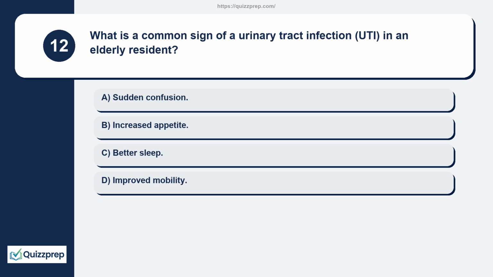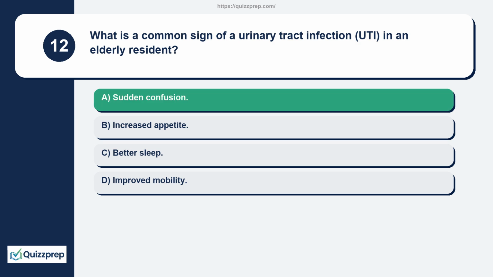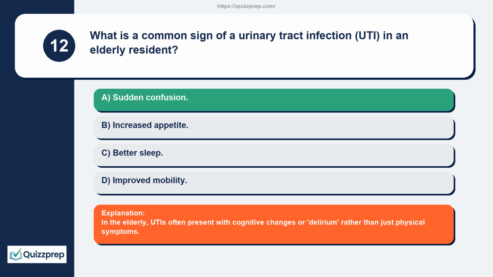Question 12. What is a common sign of a urinary tract infection, UTI, in an elderly resident? Sudden confusion, increased appetite, better sleep, improved mobility. In the elderly, UTI often presents with cognitive changes or delirium rather than just physical symptoms.